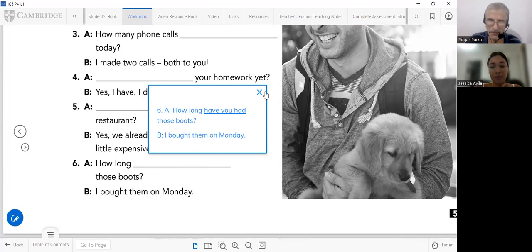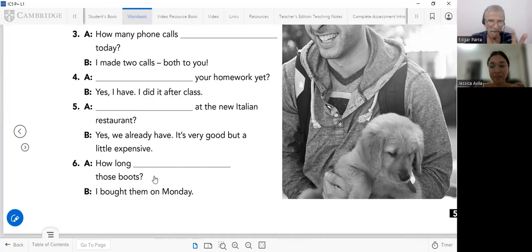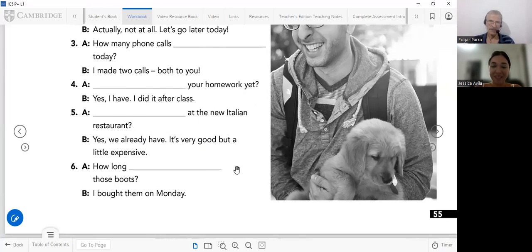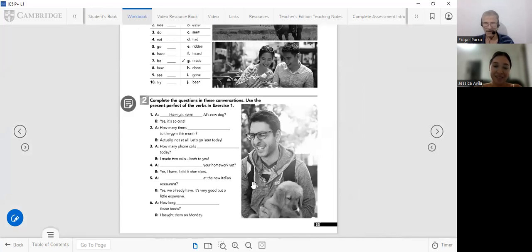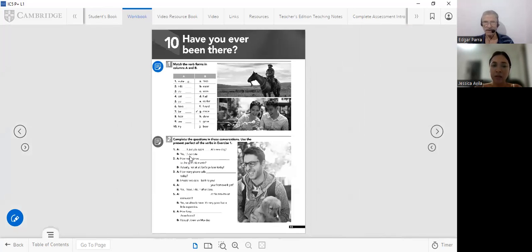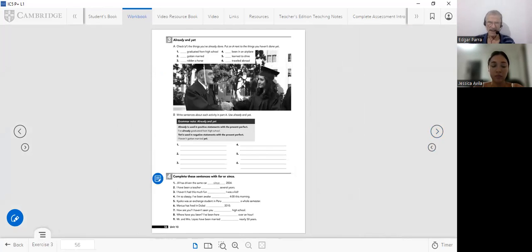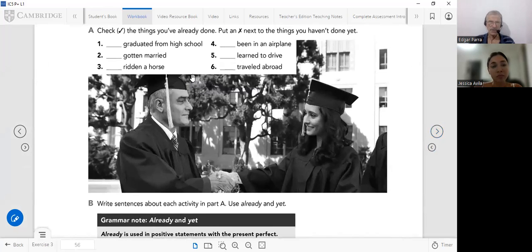This is probably the most difficult one because you have another possibility. Two possibilities. Okay, now let's continue with the next page of this. Page 56.